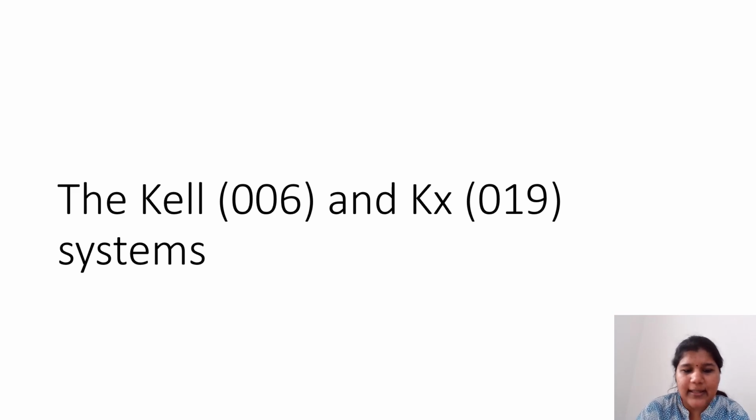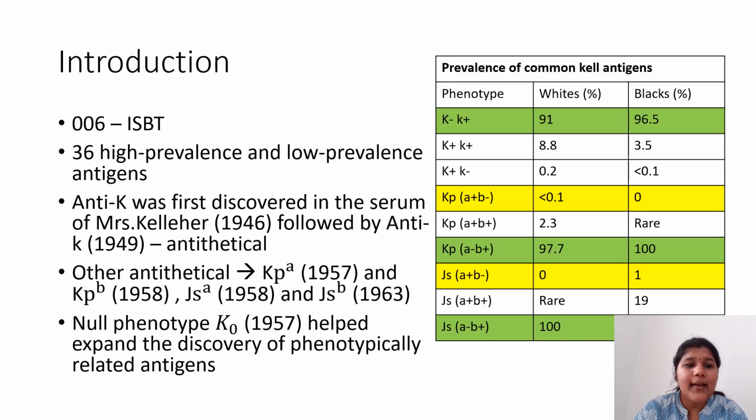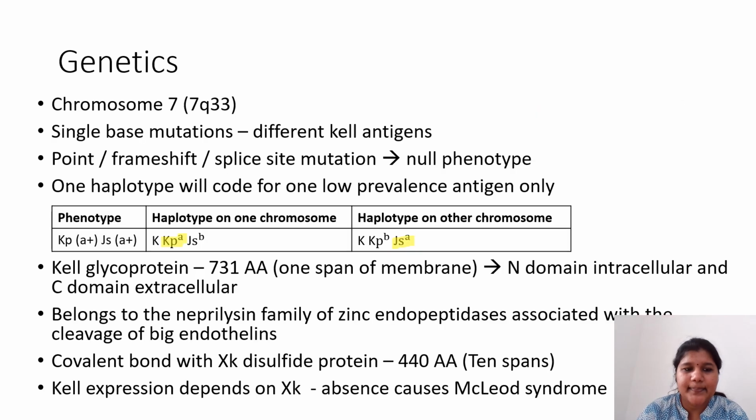Coming to the Kell system and the KX system. It has totally 36 high prevalence and low prevalence antigens. The anti-K was first discovered in 1946. The null phenotype K0 helped to expand the discovery of other antigens. If we observe the prevalence, the small k is more prevalent. KPA and JSA are low prevalent antigens, and KPB and JSB are high prevalent.